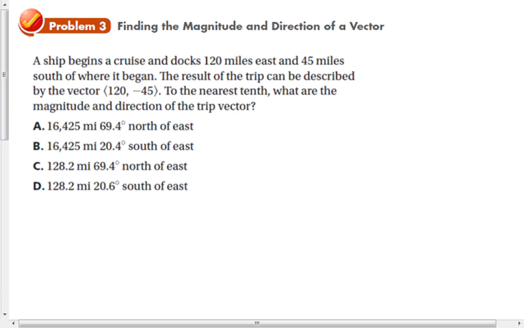All right, now we're going to learn how to find the magnitude and direction. Now remember, magnitude is really the length, but it can also be like miles per hour, something like that. So anyway, we have a cruise ship that docks 120 miles east and 45 miles south of where it began. Let's just draw a quick picture of what that might look like.